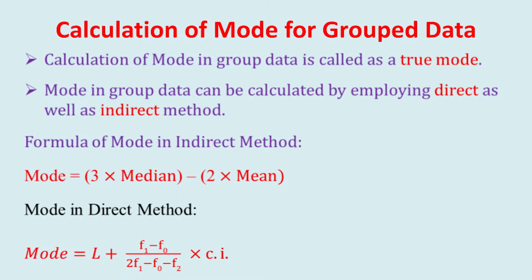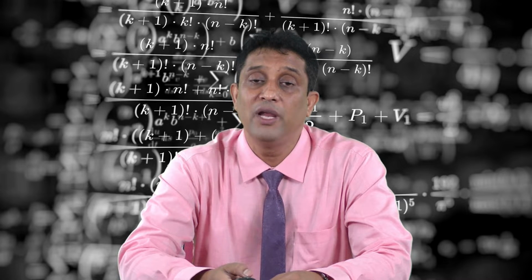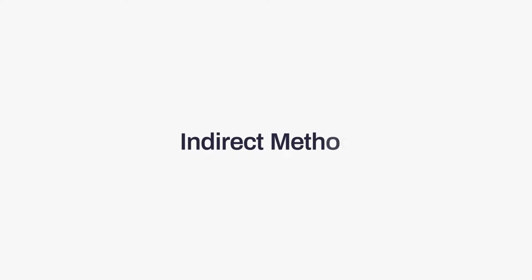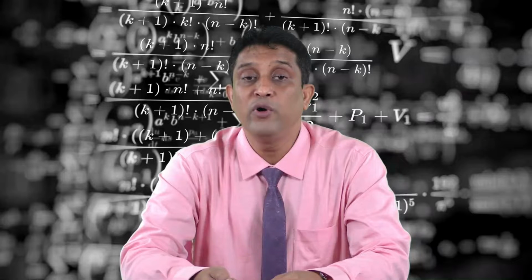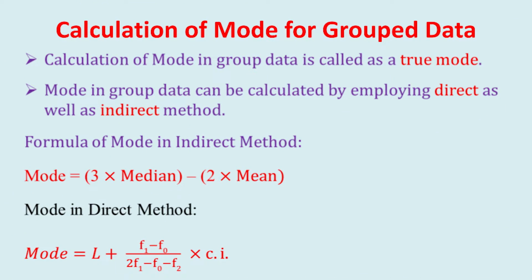Mode in grouped data can be calculated by employing two methods. One is the direct method and the other is the indirect method. So friends, now let us first understand how to calculate mode in grouped data by using the indirect method. The formula of mode in the indirect method is, you see, mode is equal to 3 into median minus 2 into mean. That's called 3 median minus 2 mean.